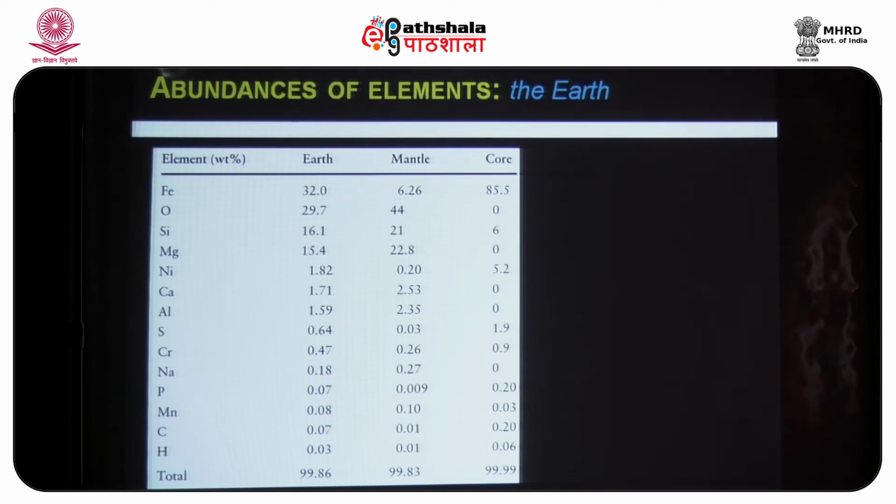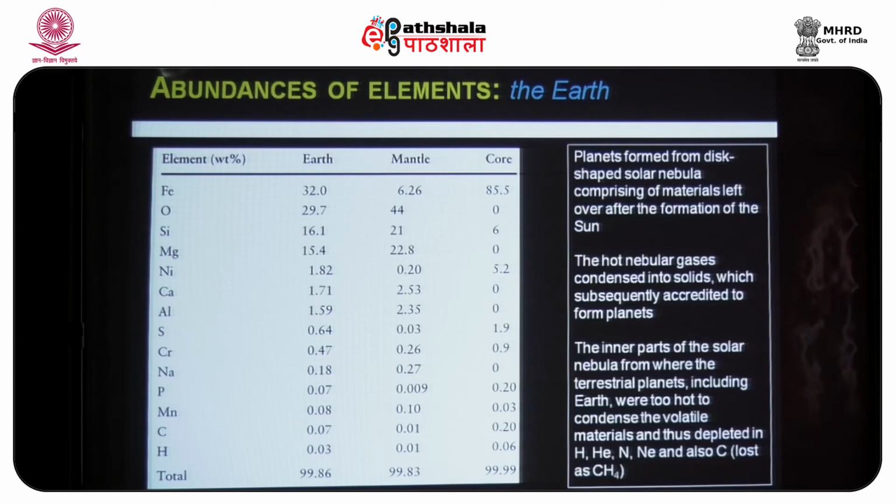Now, to understand this difference in the abundance of the elements in the earth and in the solar system, we need a bit of understanding of the formation of the earth. Although I will not go into the details of the origin of the earth and the planets, the common understanding is that planets form from a disc-shaped solar nebula, comprised of materials left over after the formation of the sun. The hot nebular gases condense to form some solids which finally accreted to form the planets. The inner parts of the solar nebula, from where the terrestrial planets including our earth were formed, had a very high temperature during the accretionary process, as they are very close to the sun.